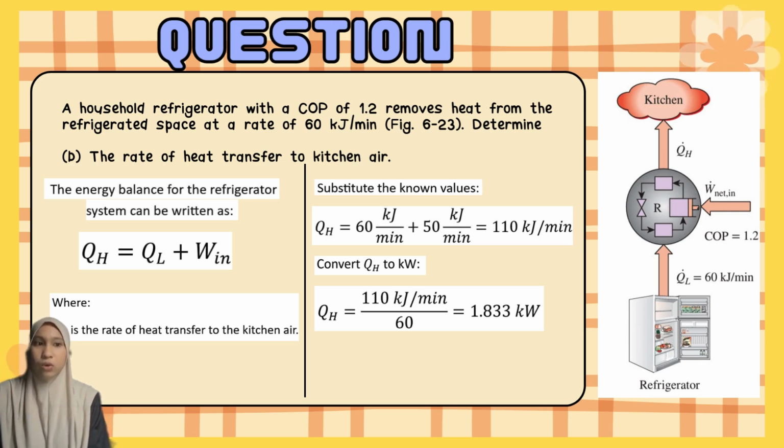It asks us to find the rate of heat transfer to the kitchen air, which is our QH. So we just need to use the energy balance formula, which is QH equals QL plus W in. We already know the values for QL and W in, so we just substitute the values, and we get QH equal to 110 kilojoules per minute.